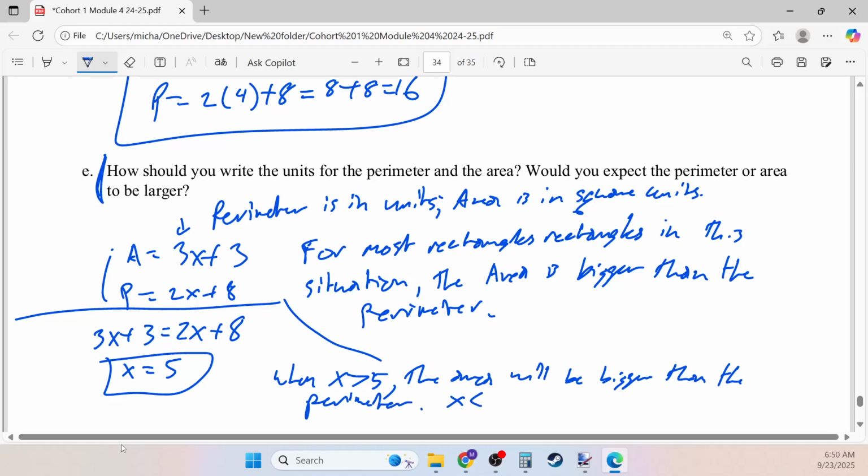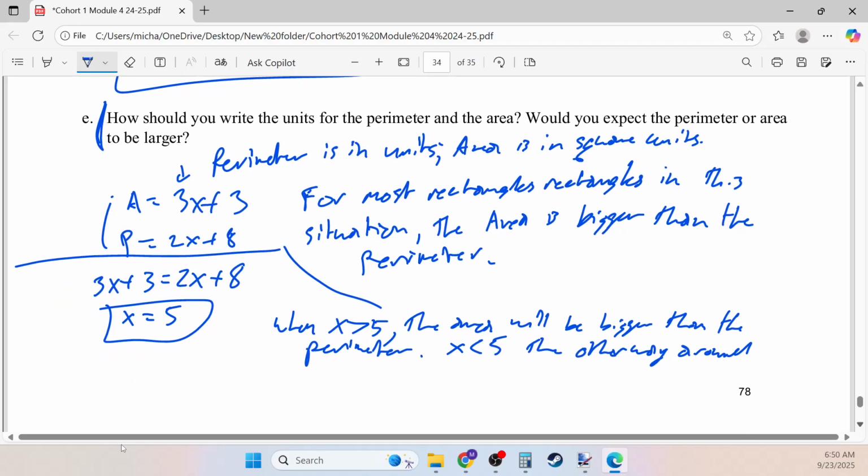And then when x is less than 5, it's the other way around. Since we're not allowing rectangles with negative side lengths, on the number line, from 5 up, all of those rectangles with those x values have a bigger area than perimeter. And this goes all the way up to infinity.